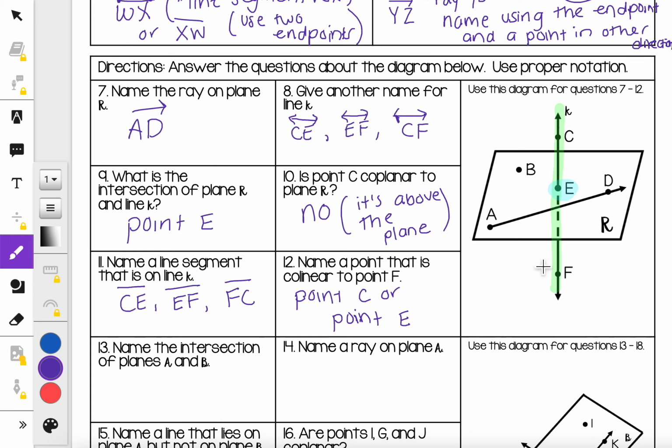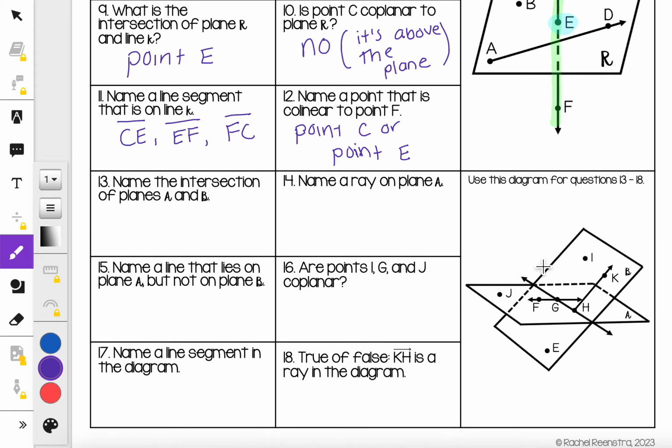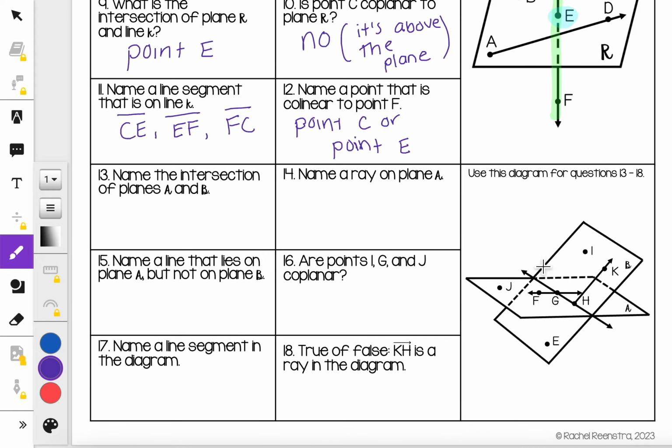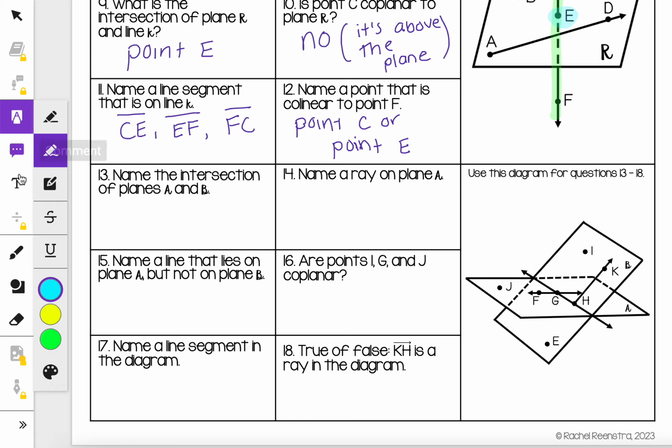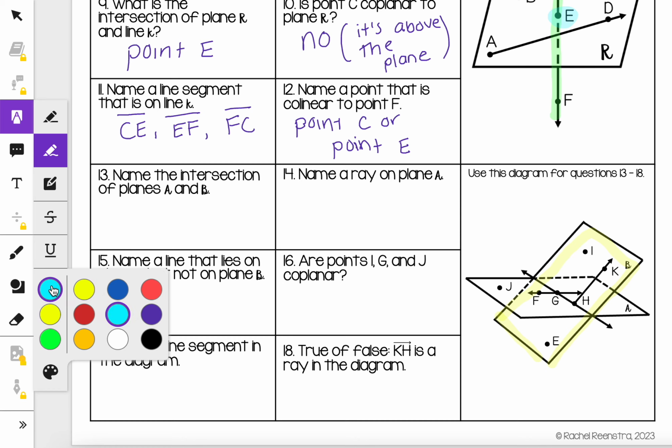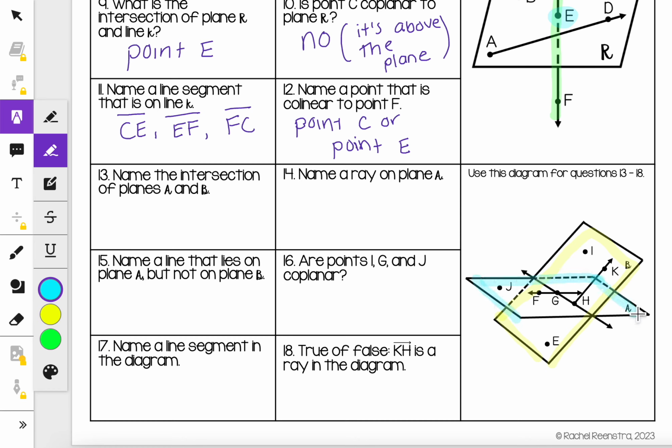Okay. All right, now we're going to look at this next diagram, and this one's a little bit more complicated. So here we have 2 planes. All right, so we have plane B. Probably should have started with A, but that's okay. All right, so here is plane B. And then here we have plane A.